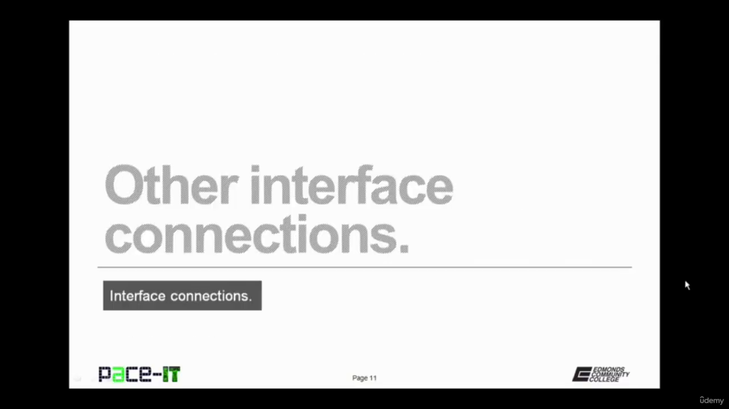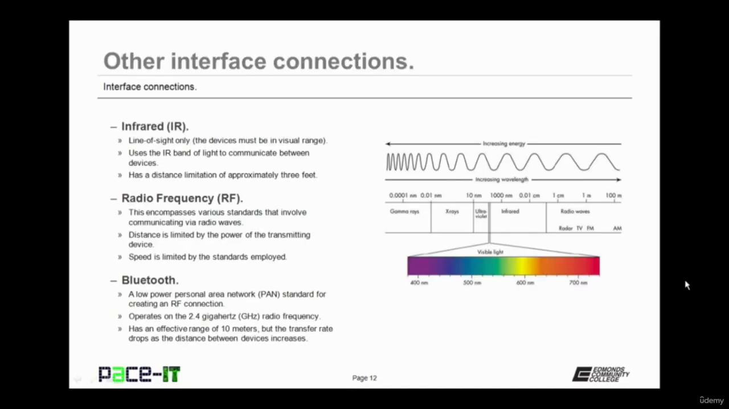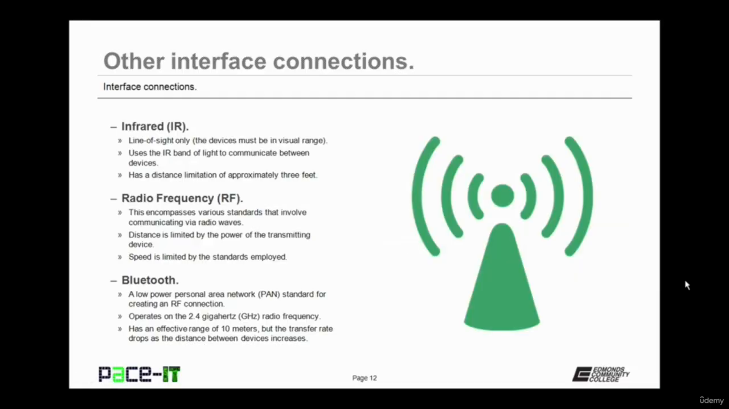So now let's move on to other interface connections. These are non-wired interfaces. And we're going to begin with infrared. Now this is a line of sight interface only. The devices must be in visual range of each other. Now it uses the infrared band of light to communicate between devices. And it had a distance limitation of approximately 3 feet. And by today's standards, it was fairly slow. It's not very common anymore.